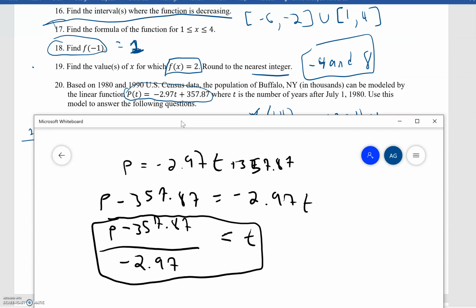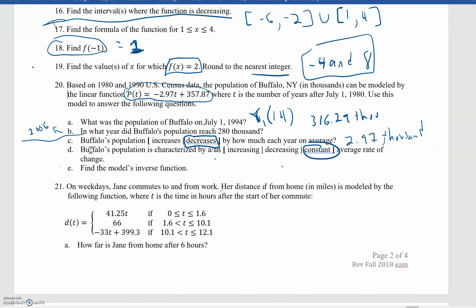Now I do have it written backwards in the sense that I normally would have the output variable on the left-hand side and the function on the right, but you can just reverse the order in which this is written, and you'll have your function. All right, let's move on to number 21.